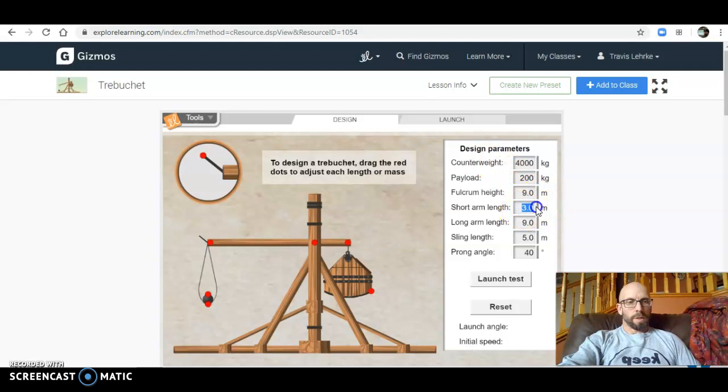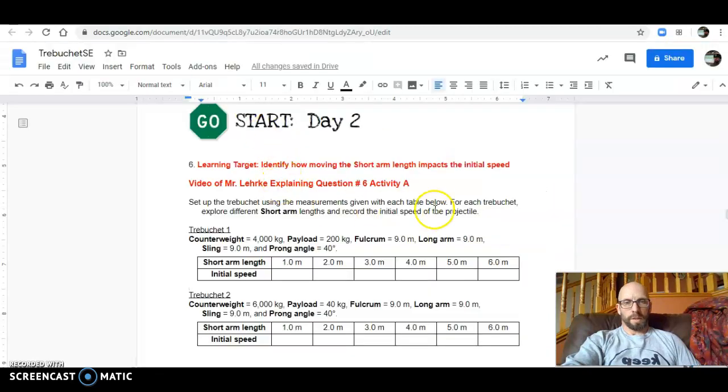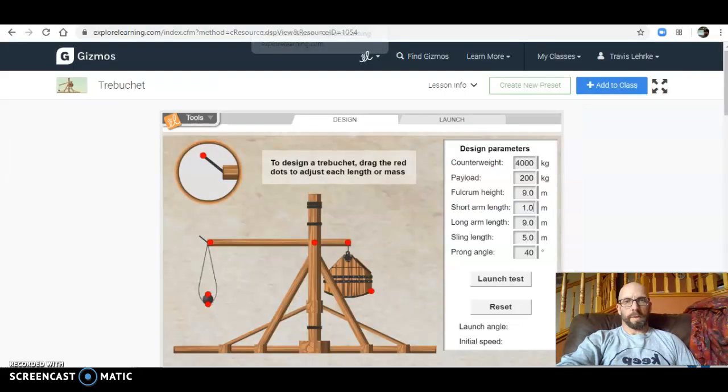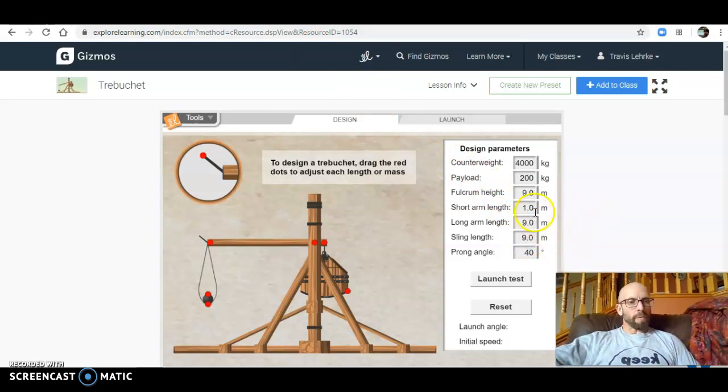Short arm is 1.0, long arm is 9. Sling is 5 and prong angle is 40. Let's check that. Sling is 5. Nope, sling needs to be 9 and prong angle 40. So I think that's what it was actually. Sling length is 9. Okay. So you see how it takes a little bit of back and forth there. I was just modeling that also, just verifying that these settings are all equal.